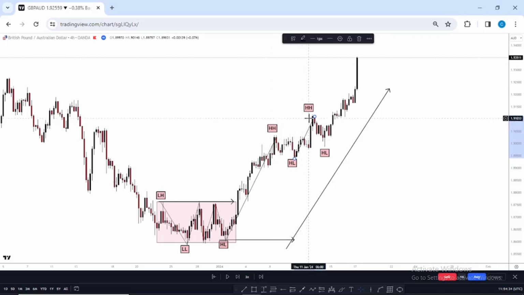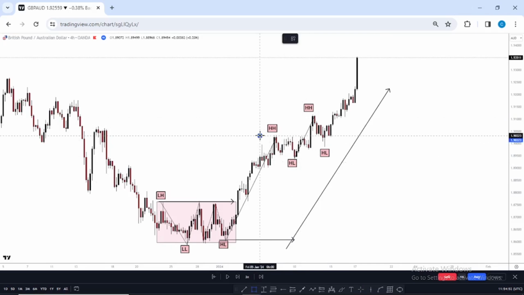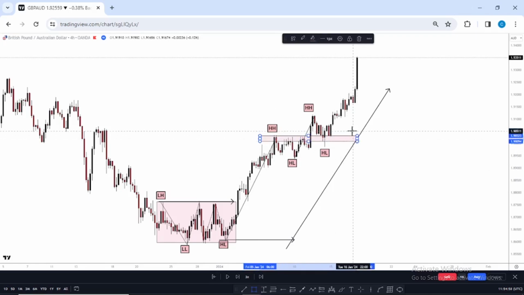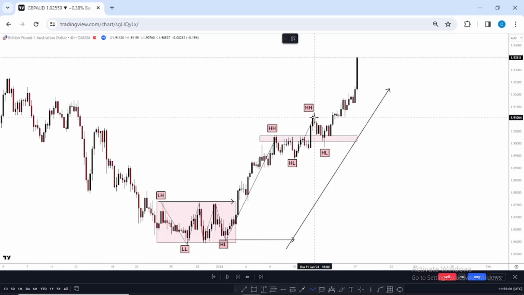So here, what resistance are we looking for? Right here, our previous higher high served as a resistance. You get me? So now our previous higher high becomes our resistance, which you are waiting for to be retested as a support. You get me? So that price can push back up.